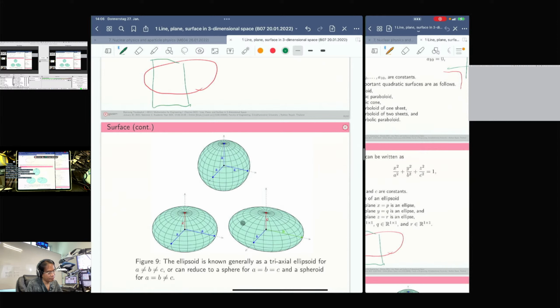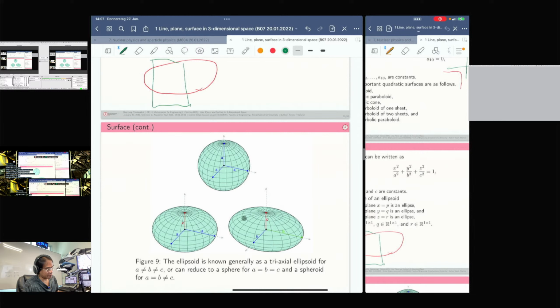So that's the special type of the ellipsoid. Okay, this one is the triaxial ellipsoid. So a and b and c are not equal to each other. The shape is quite difficult. It's like a rugby football, you know, rugby football, right? The shape of the rugby football.